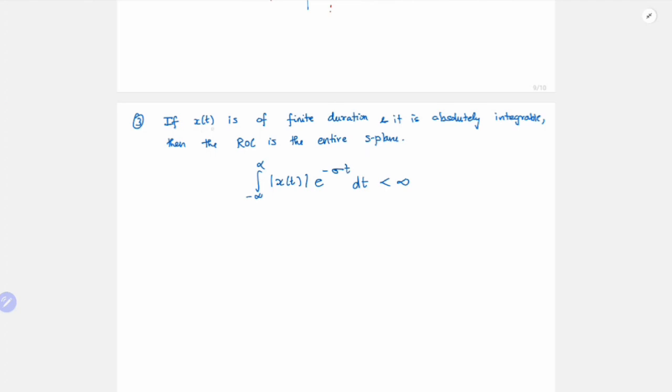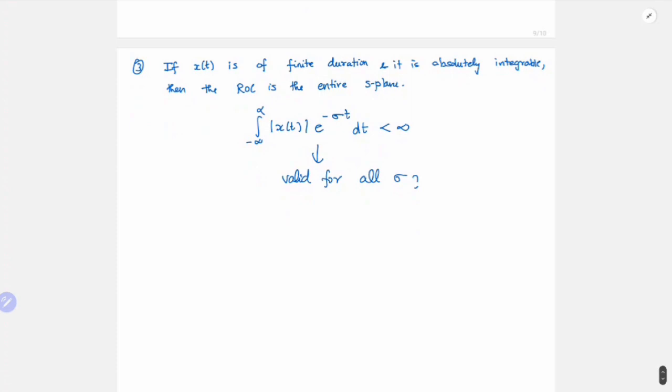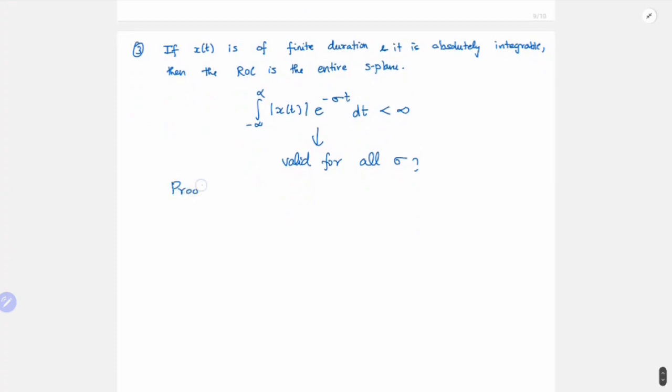in the S-plane. So if x of t is finite duration and absolutely integrable, they are saying the ROC is the entire S-plane, which means this is valid for all sigma, right? If we are able to prove this, then we can say this is true. So let us prove this.